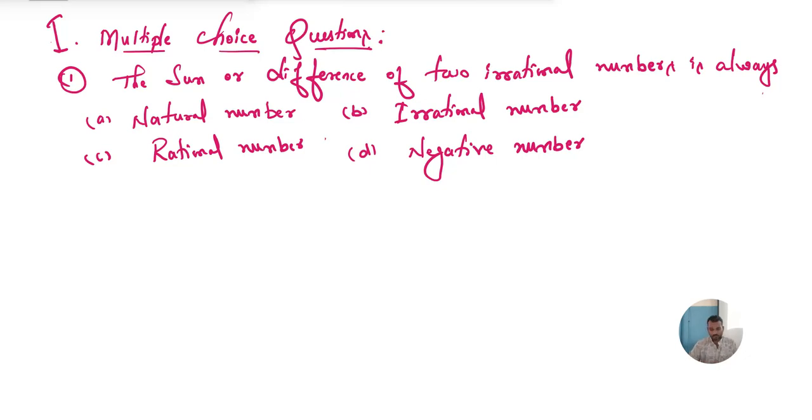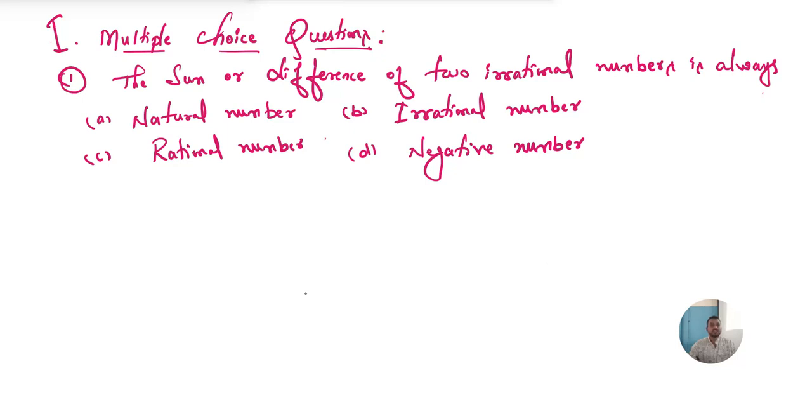Look here, students. The first is multiple choice questions. The first question is: the sum or difference of two irrational numbers is always a natural number, an irrational number, a rational number, or a negative number. First of all, what do you mean by an irrational number, and what is a rational number? I'll give you some basics related to this.